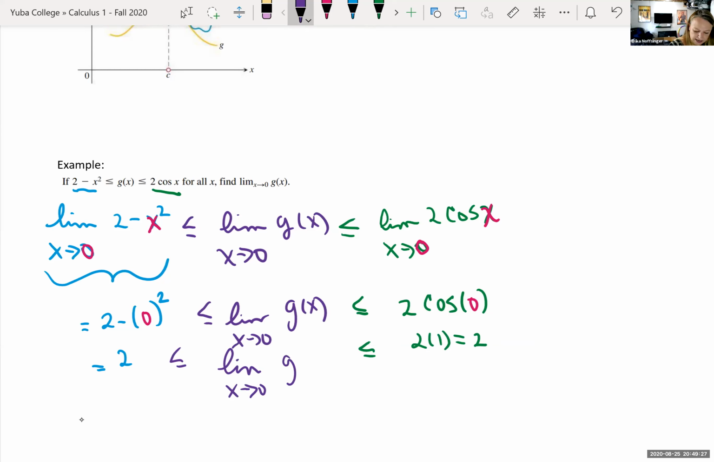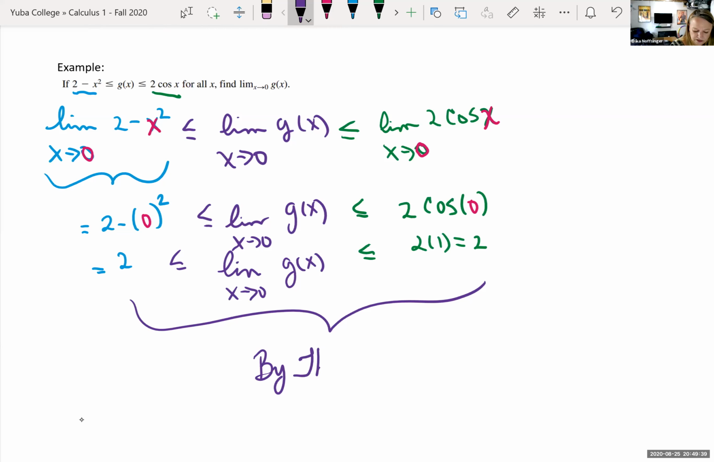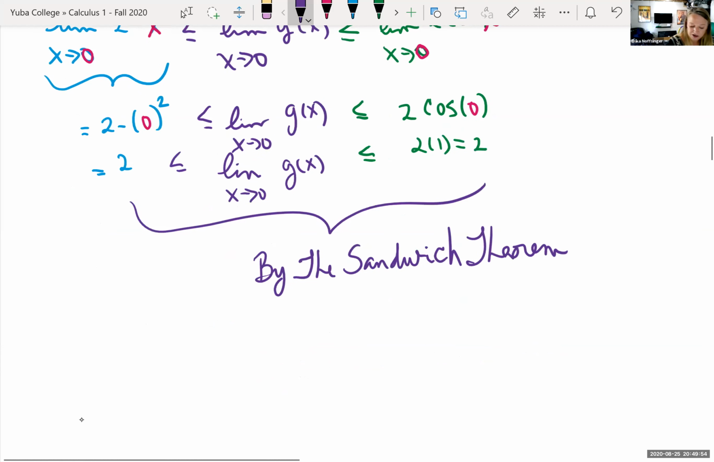Because the left and the right-hand side of that inequality are the same value, then by the sandwich theorem, we can say that the limit as x approaches 0 of g of x equals 2. If you're looking up information on the sandwich theorem, sometimes they call it the squeeze theorem. They're the same thing, just so you know.